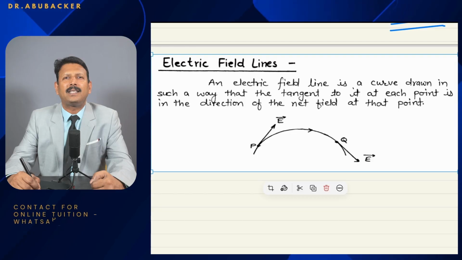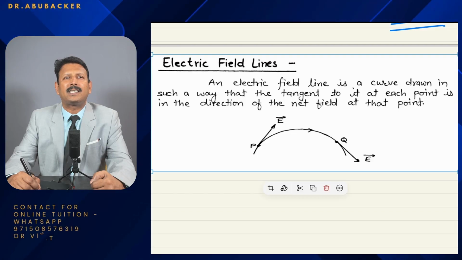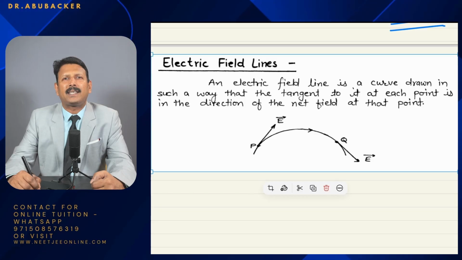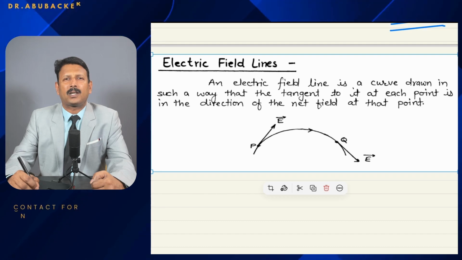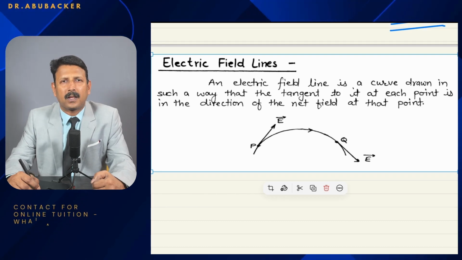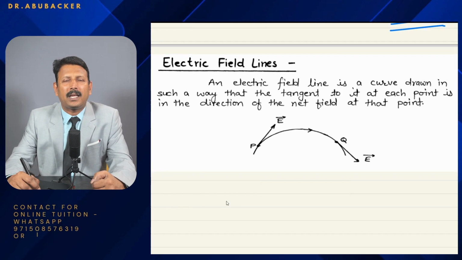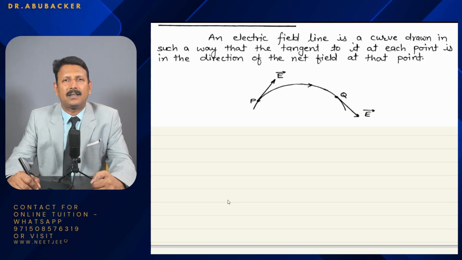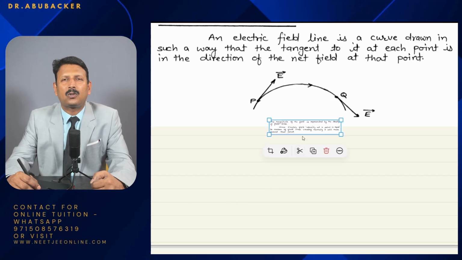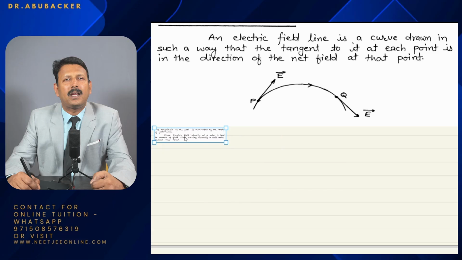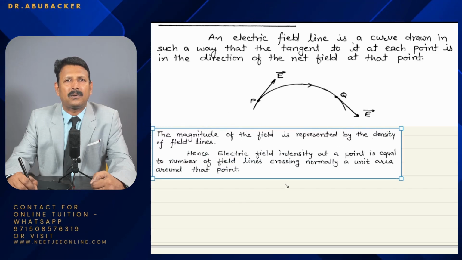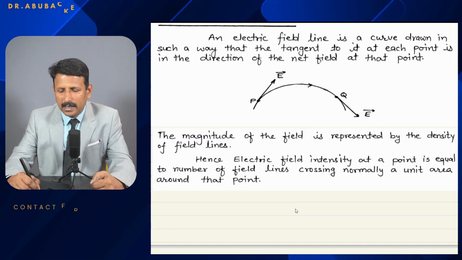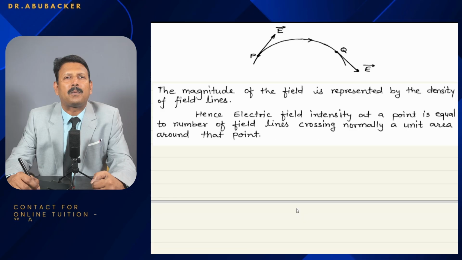An electric field line is a curve drawn in such a way that the tangent to it at each point is the direction of net field at that point. Just have a look into the statement. So electric field lines are actually imaginary field lines. And in the previous diagram you saw that they start from positive and end at negative. So some more statements I added here for reference purpose.